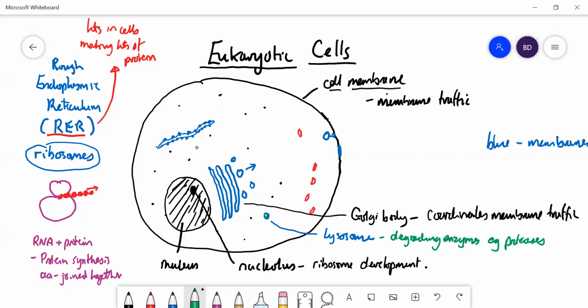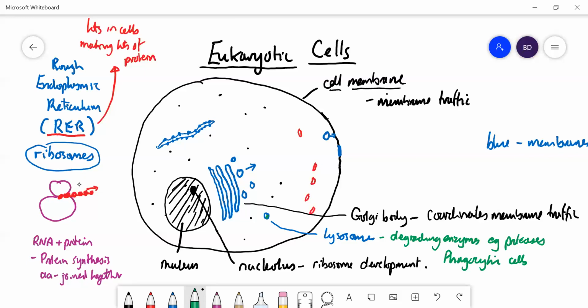Lysosomes are present in large quantities, because they're quite prominent in phagocytic cells. You remember what a phagocytic cell is? A cell which does phagocytosis, ingests foreign materials like bacteria and kills them. So they contain large amounts of lysosomes. Once the thing has been phagocytosed, the lysosomes fuse with it, release their contents, and kill the thing in there that's been phagocytosed.